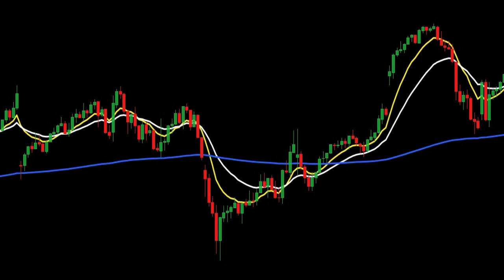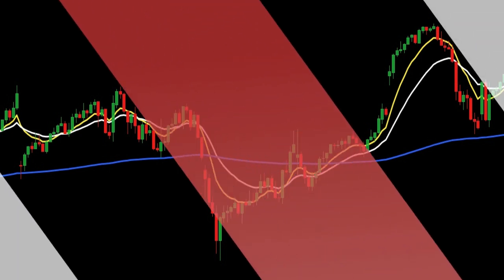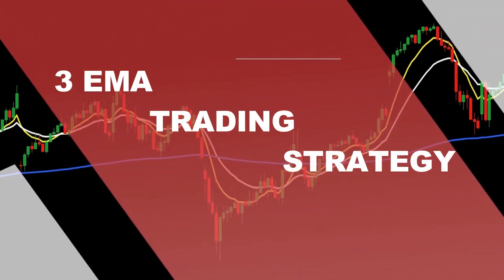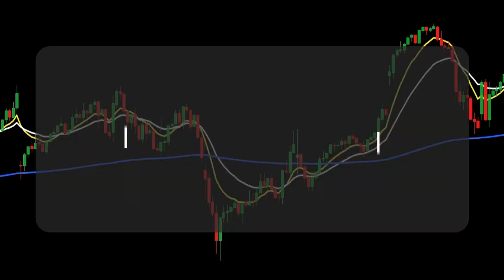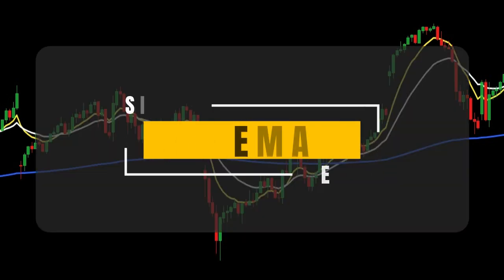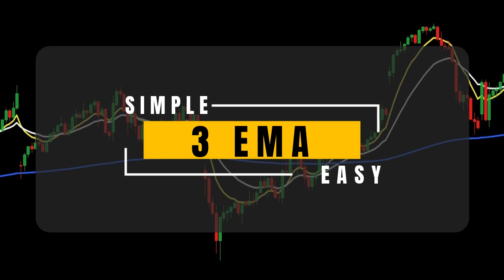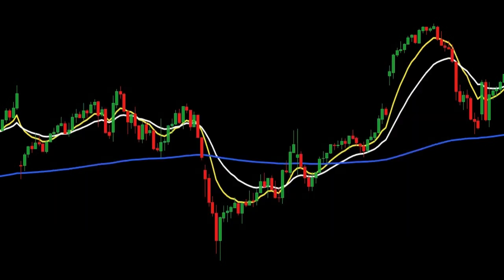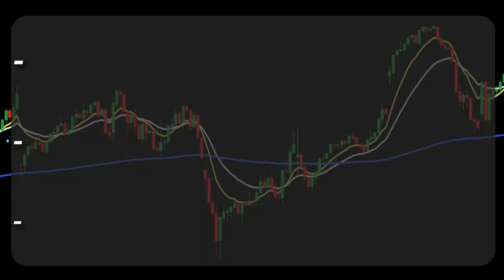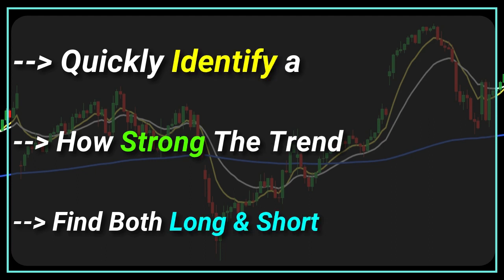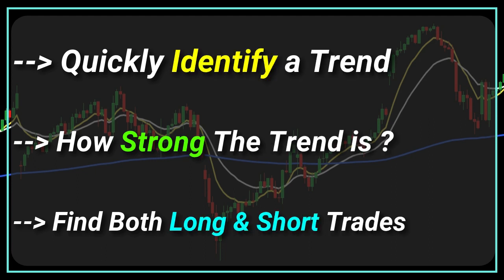In this video we will learn about the 3 EMA trading strategy. One of the simplest and easiest to use trading strategies is the 3 moving average crossover strategy. With the 3 moving average crossover strategy you can quickly identify a trend and how strong the trend is, and find both long and short trades.